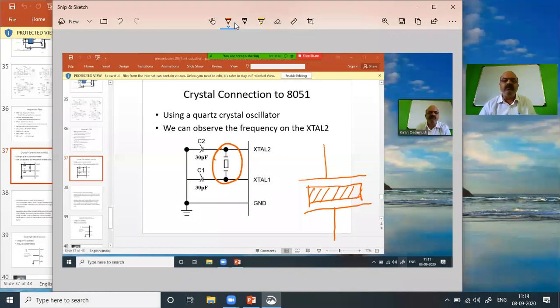Now, whenever you connect this crystal, suppose this crystal is 1 megahertz. Let us assume that it is 1 megahertz. So what will happen? Your clock frequency generated will be of 1 megahertz. This is your clock frequency. This will be of 1 MHz. I think this is clear, correct?